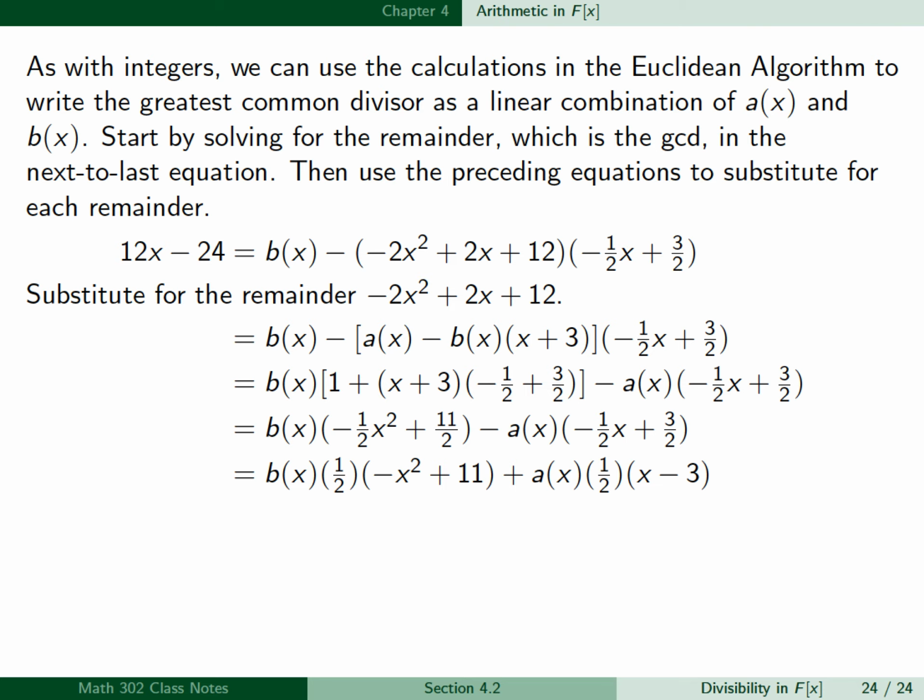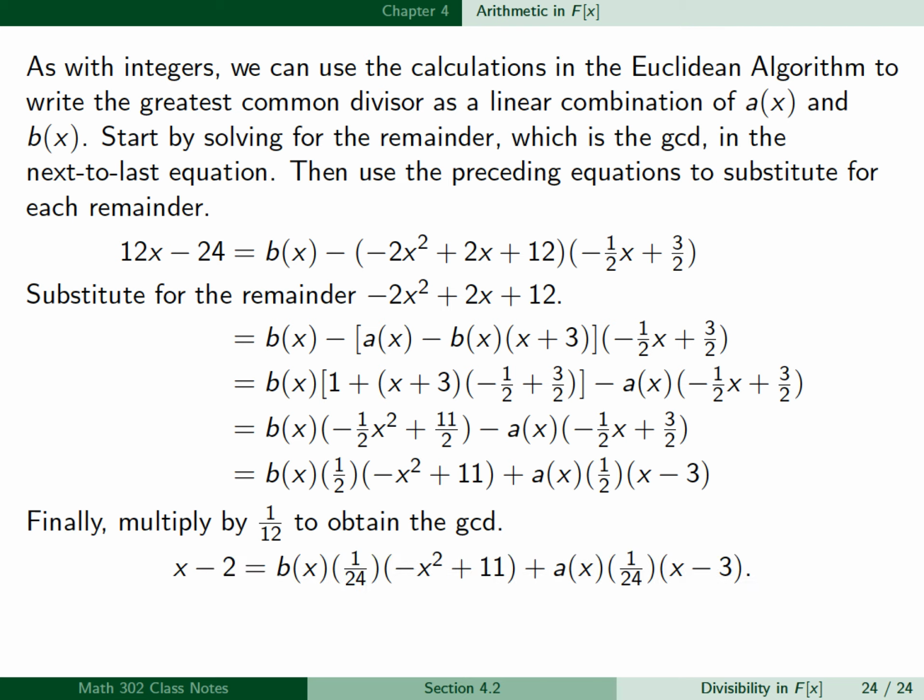And we can factor out a 1/2 from the terms on the right. So this will be b of x times 1/2 times minus x squared plus 11, plus, factoring out a minus 1/2, we obtain a of x times 1/2 times x minus 3. Finally, multiply by 1/12 to obtain the GCD, and we obtain x minus 2 is b of x times 1/24 times minus x squared plus 11 plus a of x times 1/24 times x minus 3. And so this gives us our GCD written as a linear combination of a of x and b of x.